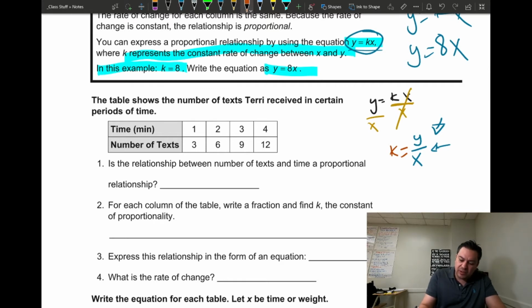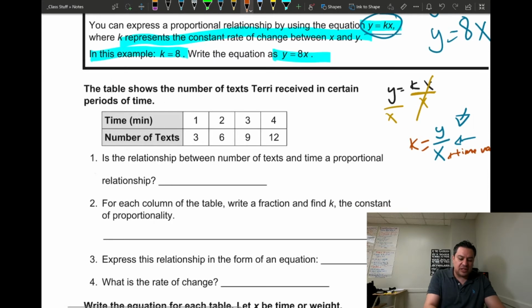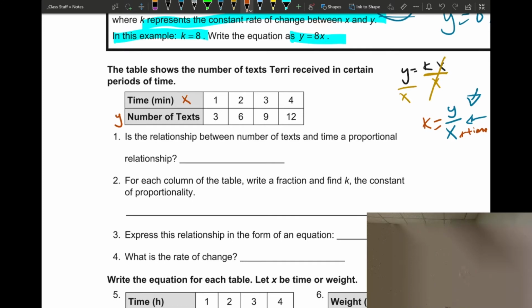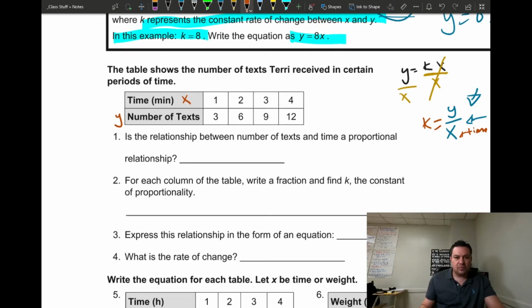So if you want to make a note, it's going to be the x. So if we come over here to the table, I can see that this is going to be my x and this is going to be my y right away. Okay? And all you have to do is divide, and you get your value of k, your constant rate of change. But the faster way to do it, whenever you have a table, is really simple.